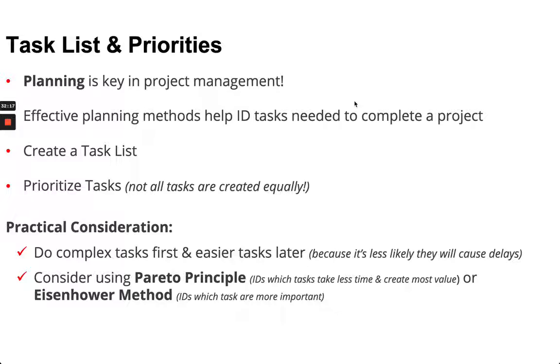So when you look at tasks, priorities, planning is right up there in terms of importance, like communication. All right, you want to create some type of task list. Make sure there's a prioritization of that list. And I think all of you would agree, all tasks are not created equally. But practical considerations here, team, do the complex tasks first, if possible. And consider two techniques I want to share with you shortly. One is the Pareto Principle, okay? And the second is a methodology called the Eisenhower Method, focusing on which are more important.